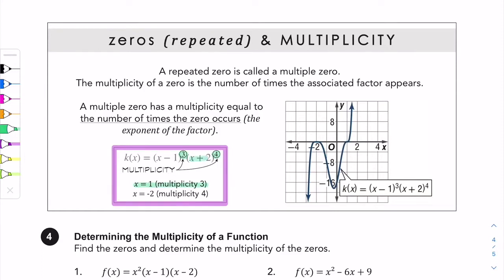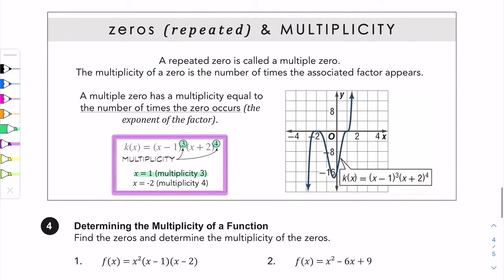This factor is x plus 2. Set that equal to 0, x equals -2. The exponent indicates that it happens 4 times, so we would say the multiplicity is 4. Now the multiplicity is specific to the shape of the graph. Next class, when we're graphing, the multiplicity will tell you what type of curve to make at each 0.